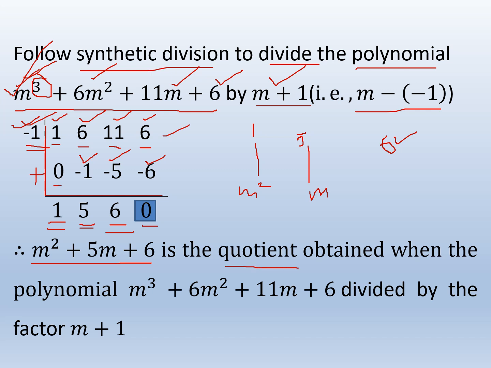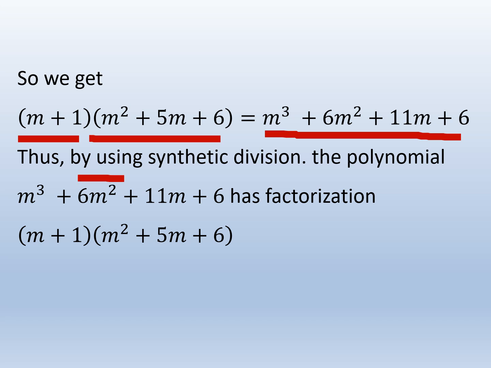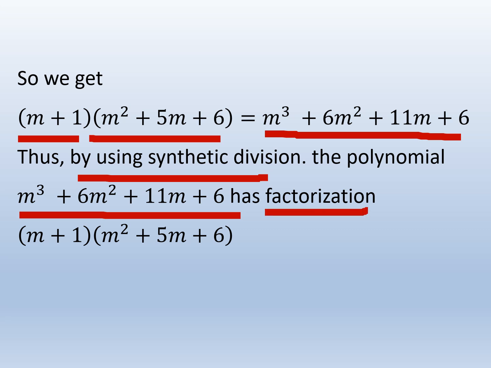when the polynomial m cube plus 6 times m square plus 11 times m plus 6 is divided by the factor m plus 1. So we get the divisor m plus 1 into the quotient m square plus 5 times m plus 6 is equal to the dividend polynomial m cube plus 6 times m square plus 11 times m plus 6. Thus, by synthetic division, the polynomial m cube plus 6 times m square plus 11 times m plus 6 has factorization m plus 1 into m square plus 5 times m plus 6.